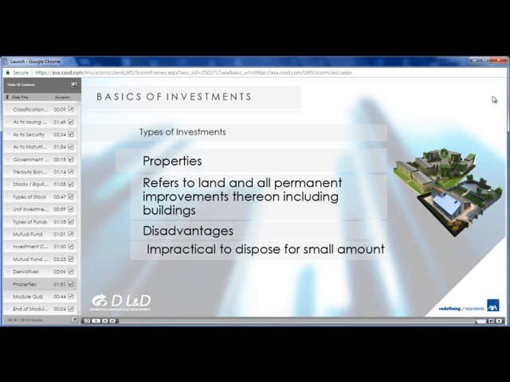It involves a big amount, making it impractical to dispose of in case the investor is in need of a small amount for additional capital. Its price is adversely affected in times of crisis. In case of chaos or war, it cannot be easily disposed of.